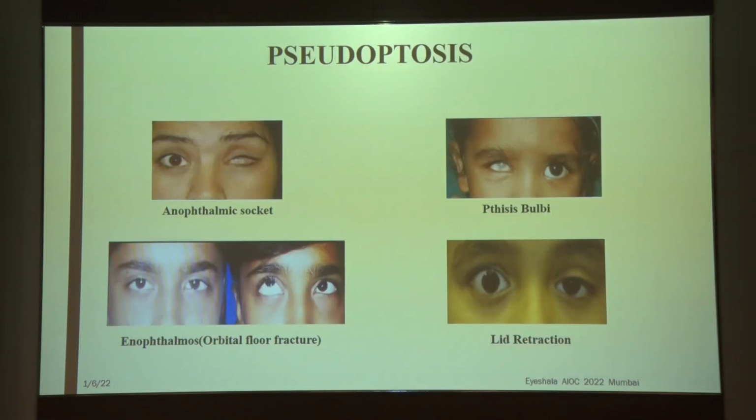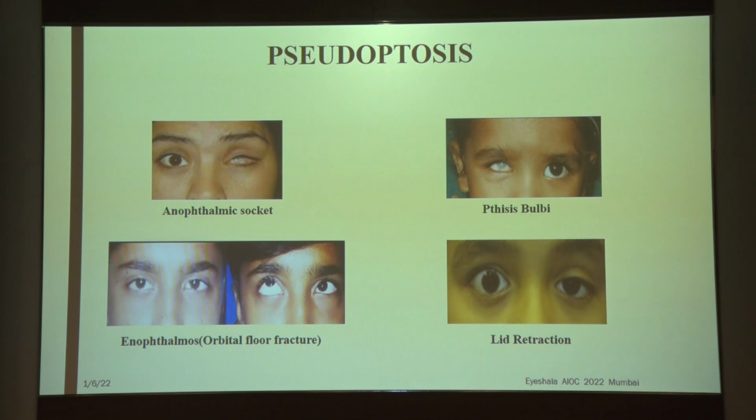Yes, as we say, the eye sees what the mind knows. Unless or until you know that there is a term called pseudoptosis, it will not strike your mind. So there are a number of causes of pseudoptosis, like an enophthalmic socket in a phthisical eye, in an enophthalmos with floor fracture, and very commonly lid retraction in early thyroid.